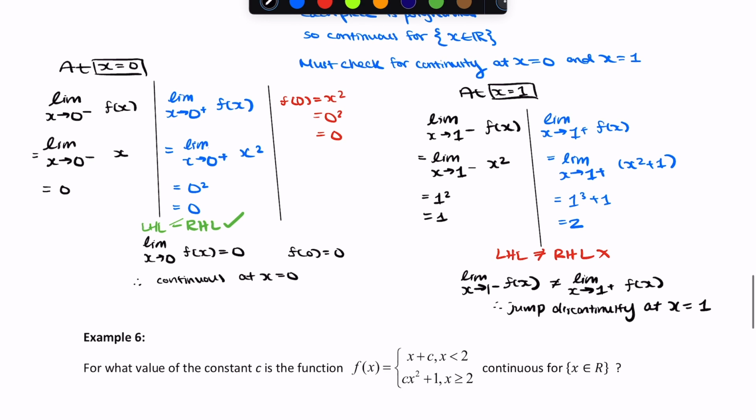And so therefore, we can write this whole thing as f of x is continuous for x is an element of real numbers, but cannot equal 1. And then there's a jump discontinuity at x is equal to 1.